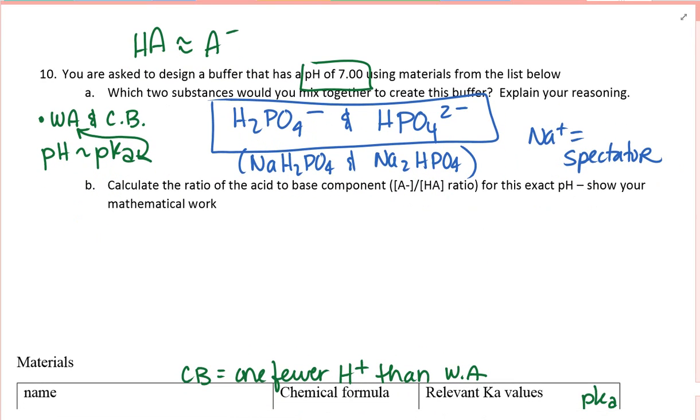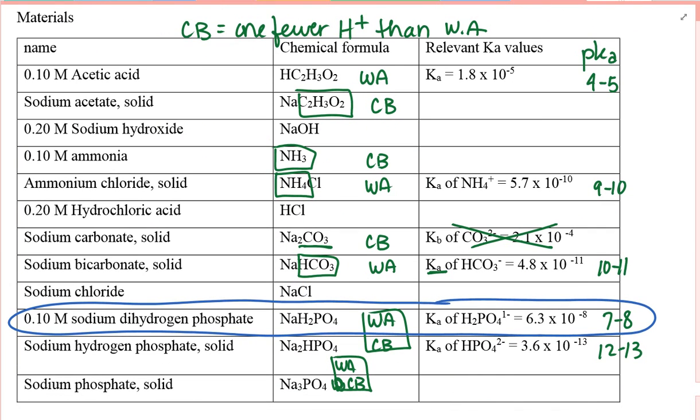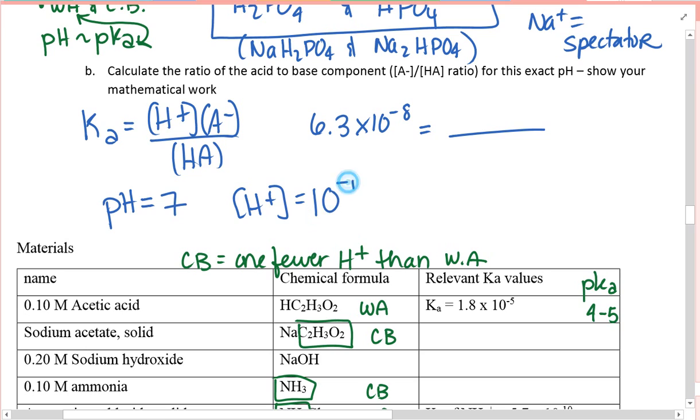It's not exactly 7, though, so how do we make it exactly 7? Well, let's go back to our Ka expression right here. And we know our Ka, I've got to scroll down and look at it again. So our Ka is 6.3 times 10 to the negative 8th. Now what am I going to do over here? Well, if anyone ever gives you a pH of a solution, they are telling you what the hydrogen ion concentration is, because the hydrogen ion concentration is 10 to the minus pH. So if we want the pH to be 7, that means the hydrogen concentration is 10 to the minus 7. So I can plug this in, 10 to the minus 7, and I still don't know A minus or HA, and that's okay, because the question is just asking me for the ratio.